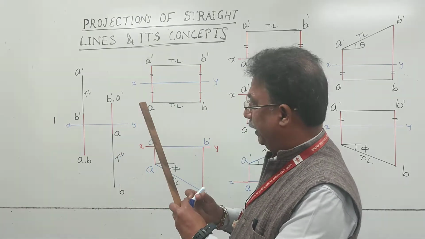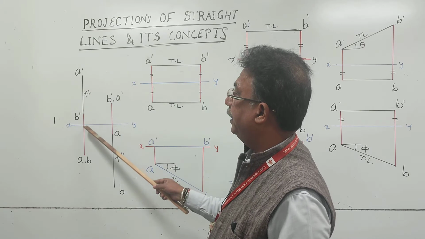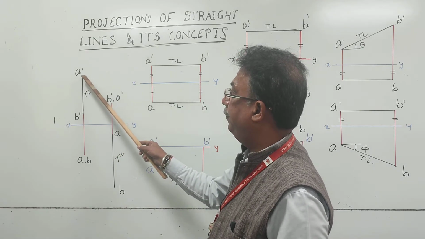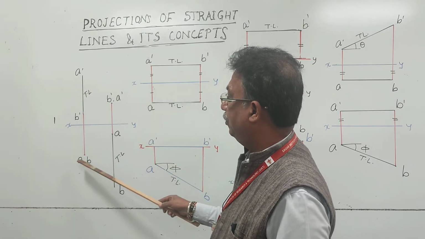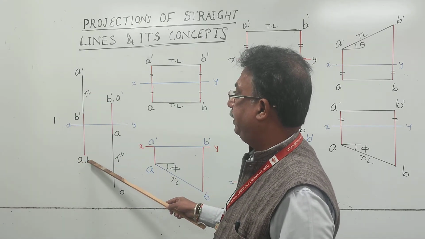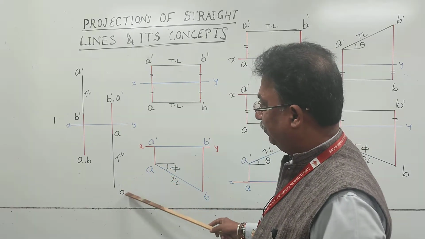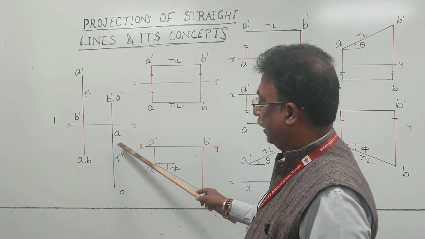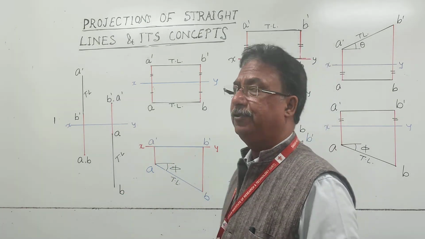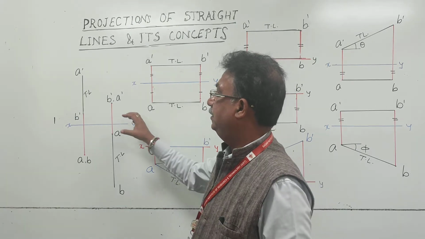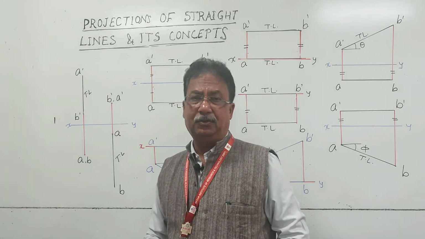One concept in a perpendicular line: the point which is away from the reference line, or you can say away from the plane, will be visible in first angle projection. So as A dash is away from the XY, in the top view A will be visible, B will be hidden by A. Reverse case, when the line is perpendicular, as B is away from the XY line, B dash will be visible and A dash will not be visible. So in this case maybe we will write B dash first and A dash last. So that is the way.